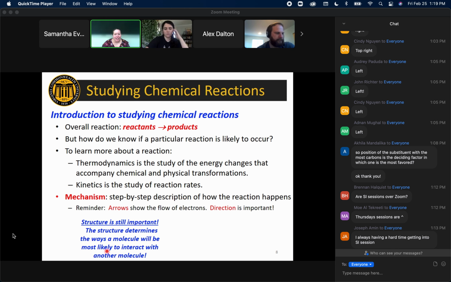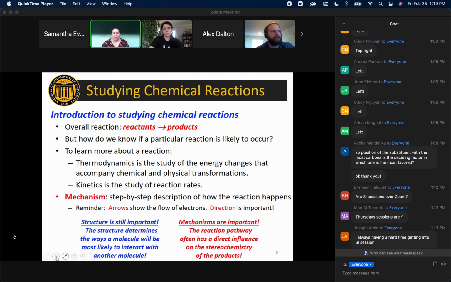Again, you're going to hear me say it again and again. Structure is important because that's going to give us insight into how molecules interact with each other. Mechanisms are also important because how a set of reactants becomes the products will help us figure out what products they become. If we have a set of reactants that follows a path that's stepwise, it might get to a set of products that are different than if it followed a path where all the electrons were moving at the same time. We'll see some of the consequences of different mechanisms as we move through this course.